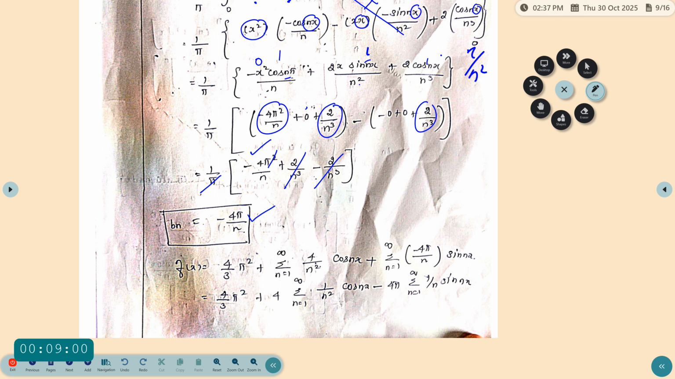So we can substitute the values of a naught, an and bn in f of x. Then f of x is equal to a naught by 2. What is the value of a naught? 8 pi square by 3 divided by 2. So cancelling, 4 by 3 pi square, plus summation n equal to 1 to infinity, an value is 4 by n square cos nx plus bn value is minus 4 pi by n sin nx. So 4 by 3 pi square, taking the constants outside the summation: 4 into summation n equal to 1 to infinity cos nx by n square, taking minus 4 pi outside, summation n equal to 1 to infinity sin nx by n. That's all.